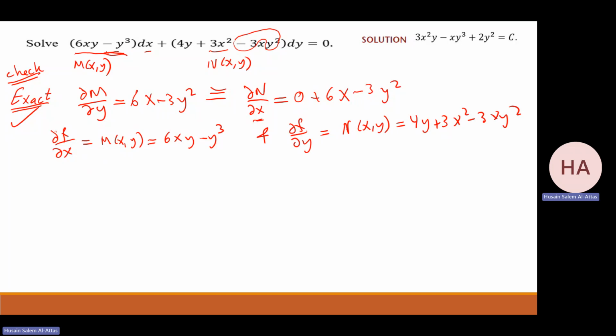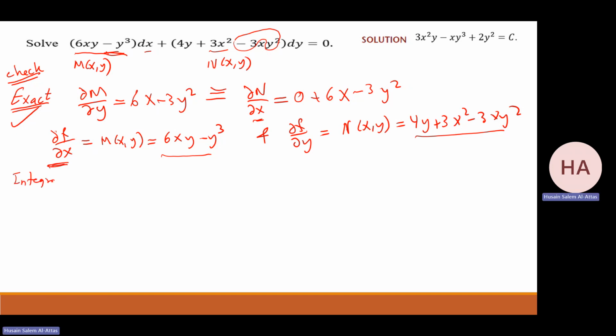Now, I will start with one of them to find f. The constant of integration, I get it from the second one. If you look at it, how to think about which one to start with? This partial f with partial x and partial f with partial y. Sometimes you look at which one is easier. I have only 2 terms here. I have 3 terms here. So I think I will start with this one. Both are correct.